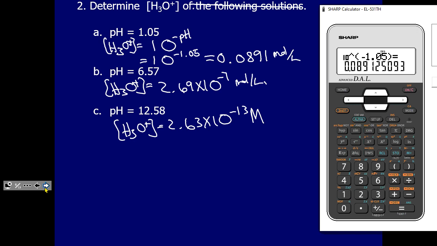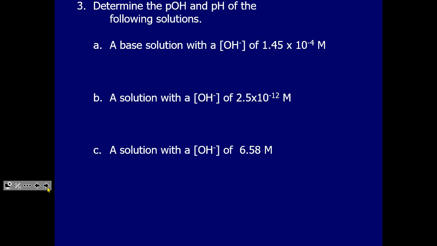Now let's deal with some more trickier ones here. What if we're dealing with a base? So again, you don't need to write all of this stuff. Determine the pOH and the pH of the following. And again, don't care if it's a base solution or an acid solution. Again, I'm going to do the first calculation with you, and then you can do the rest. So get down to writing to where A is, and I will guide you.